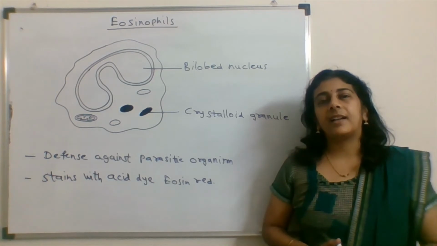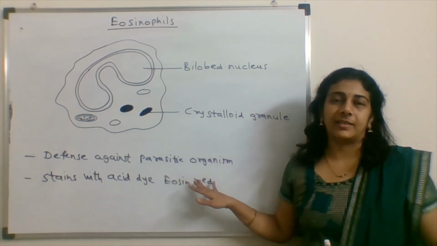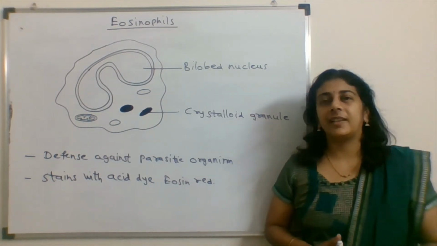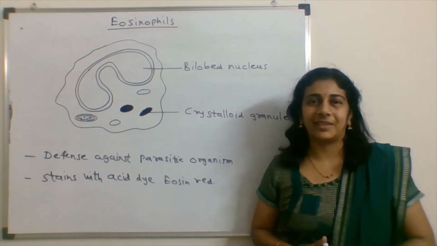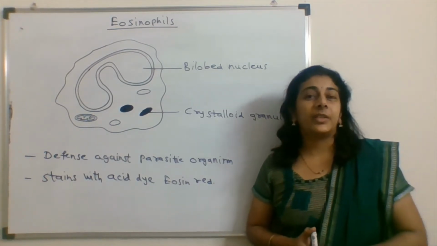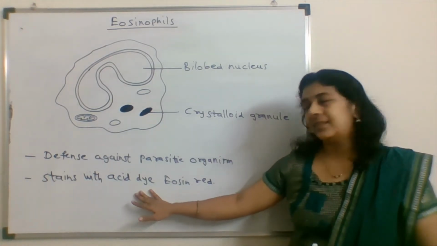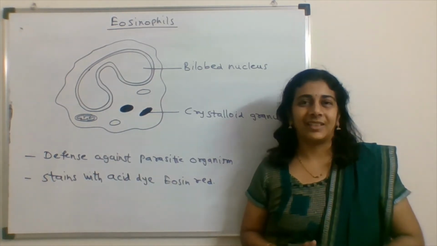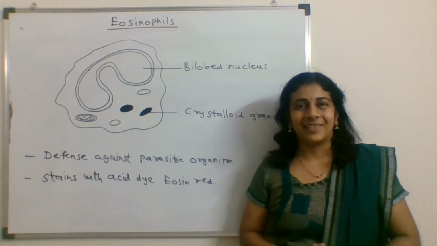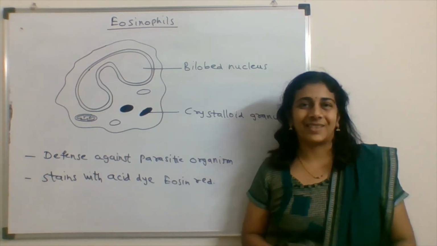These cells are active against parasitic organisms. जो parasitic infections होते हैं उनके against eosinophils काम करते हैं. इन्हें eosinophil कहा जाता है क्योंकि ये acidic dye eosin red से stain होते हैं. That's why these are known as eosinophils. अब इसके बाद हम देखते हैं what are basophils.